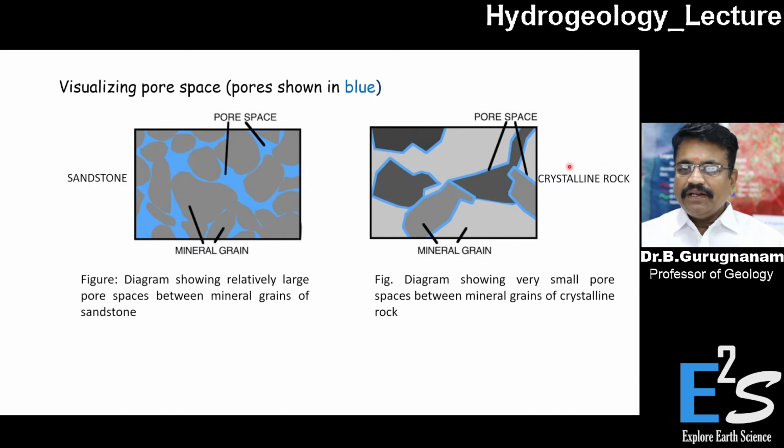In a typical crystalline terrain, you will get your openings like this, and in typical sedimentary formations like sandstone, you will get your open spaces in the subsurface like this. Here there are relatively very small pore spaces, and here relatively higher pore spaces.